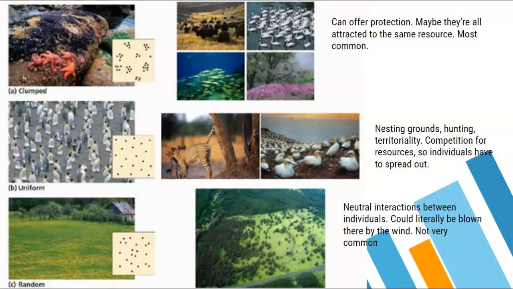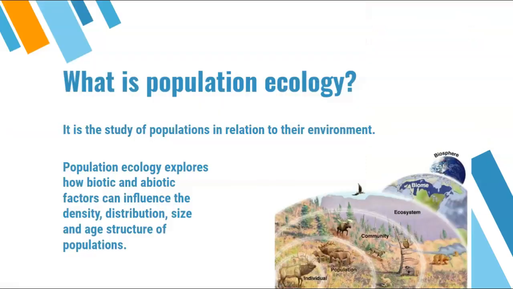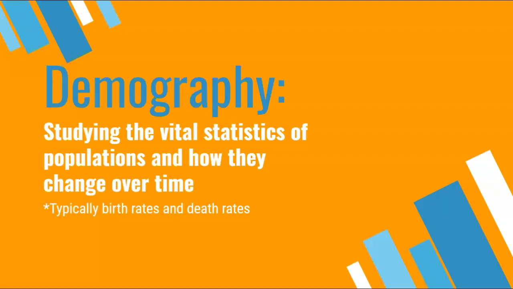Now we're going to shift gears and talk about one of the things from earlier, that we were going to look at biotic and abiotic factors. We did that. That can influence the density, distribution, and size. We've covered those things, but now we're going to look at the age structure of populations. We refer to this as demography, looking at the statistics, the vitals, and how they change over time. So we're looking at how many people are there, how often things are being born. I say people, but this could be any animal or plant. What's the rate that things are being born at? What's the rate that things are dying at?